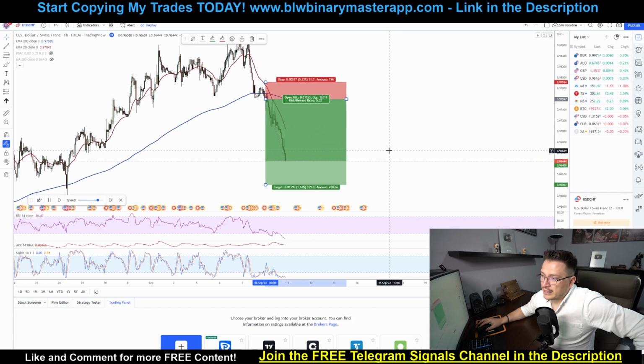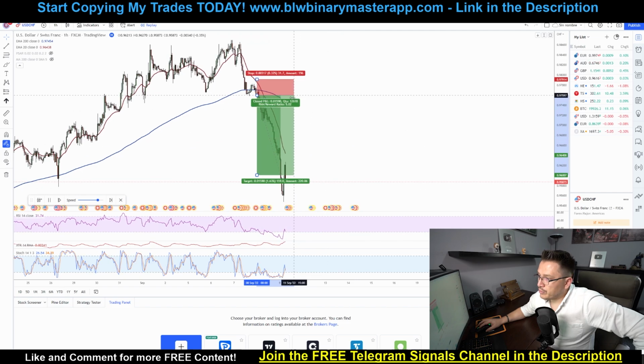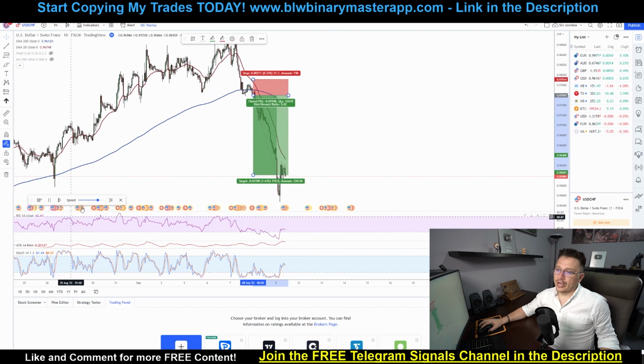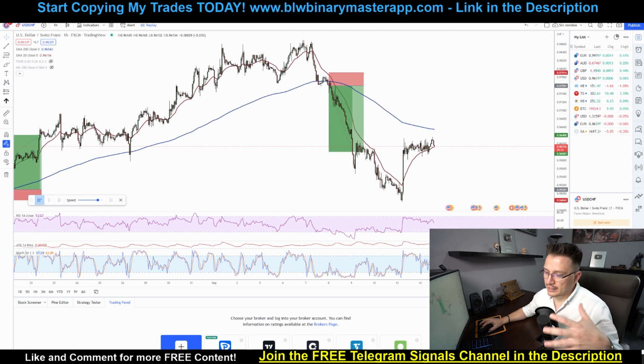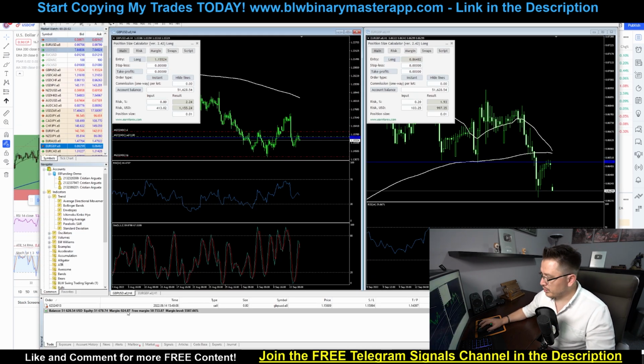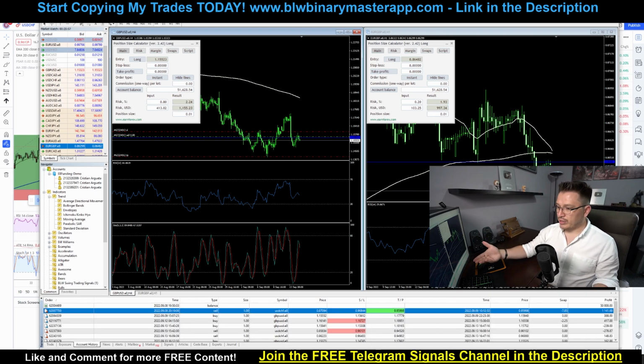We should have moved the stop loss already and have some trailing stop, and boom, it reached the take profit immediately. Okay, why is it that I'm actually showing you all of this? Because if I go and show you my actual broker, I'm going to show you right here the account history. This is the trade on USD CHF.